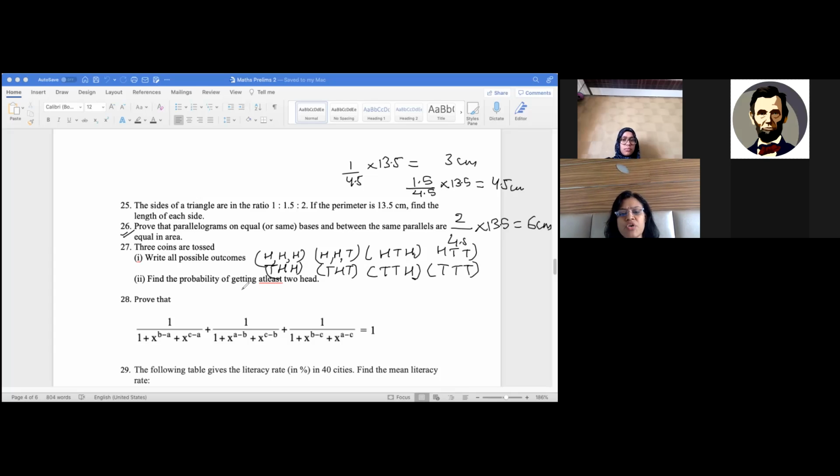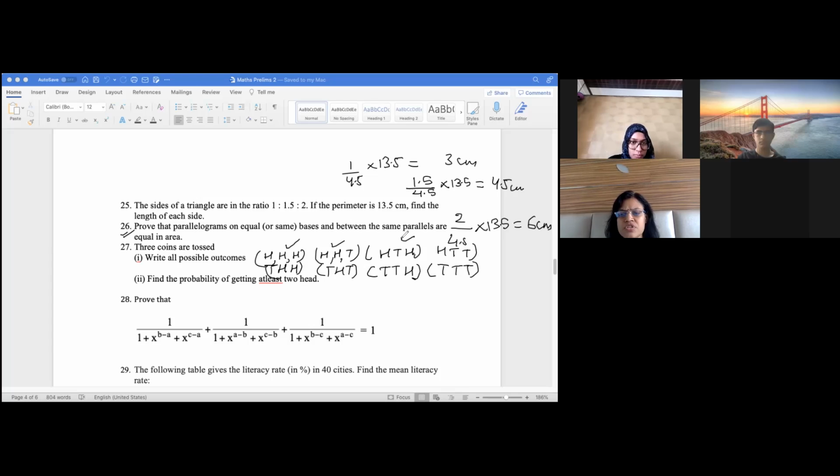Find the probability of getting at least 2 heads. At least 2 heads is coming in which ones? It is coming in 1, in 2, in 3, in 4. So 4 out of 8. Okay, 4 out of 8 is your probability. Okay, understood? 1 by 2. Okay. Is it clear, everyone?